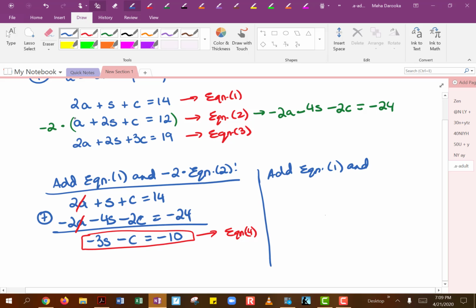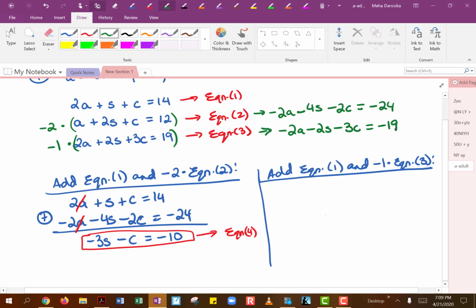And of course you can see I have positive 2a and positive 2a for both equations 1 and 3. So I'm actually going to multiply equation 3 by negative 1. So we're going to take this and multiply it by negative 1. That will give us negative 2a, negative 2s, negative 3c equals negative 19. Equation 1 again will stay the same: 2a plus s plus c equals 14. And then we've got negative 2a, negative 2s, negative 3c equals negative 19.